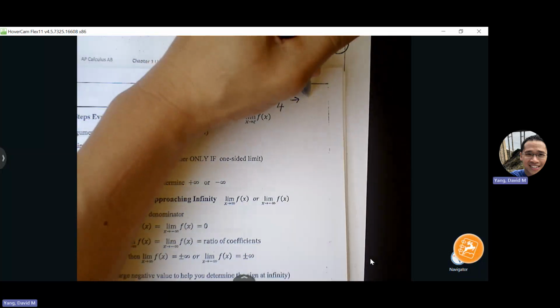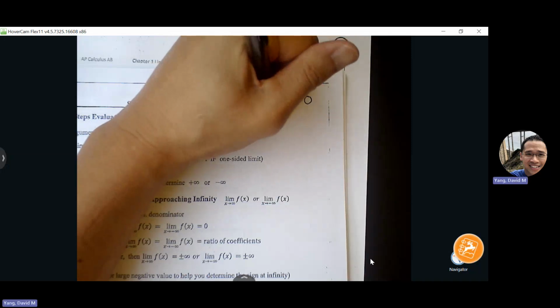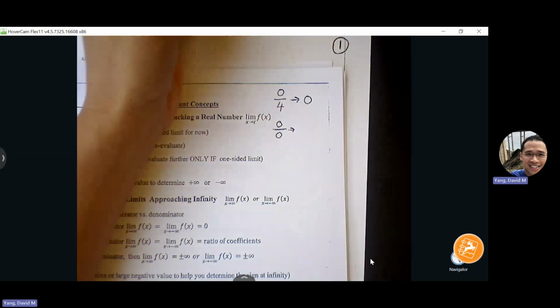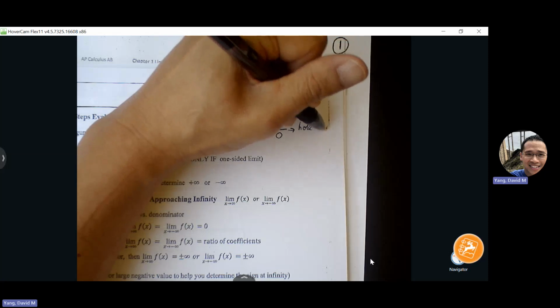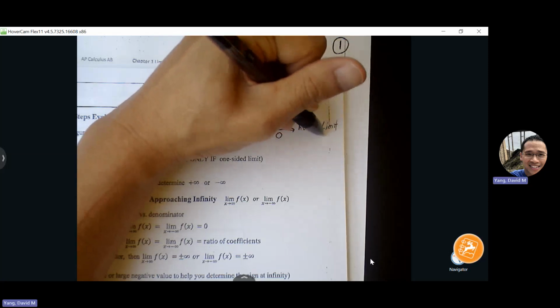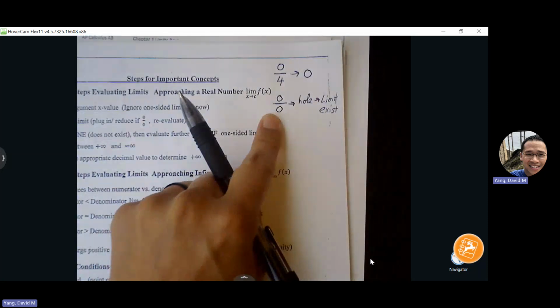That's a real number, right? That's 0. And if I get 0 over 0, that tells me what? There's a hole, I keep going, but there is a limit that exists. We never want to say does not exist if we see 0 over 0. The point doesn't exist, but the limit does exist.